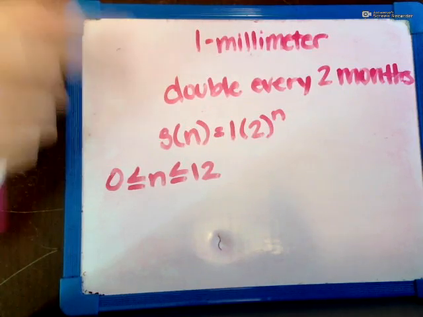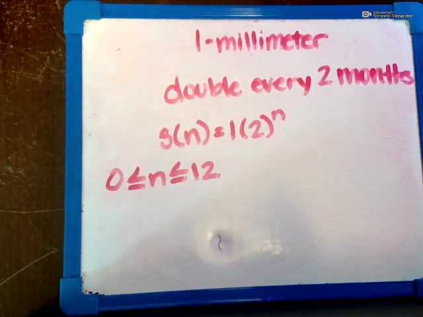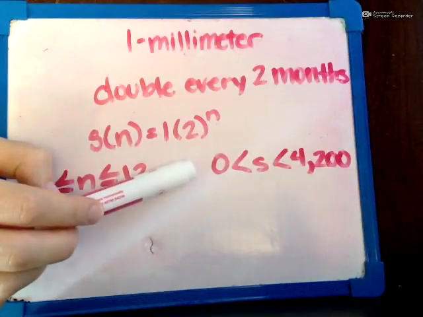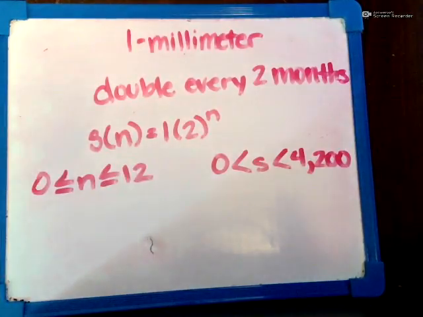So a reasonable range for S is going to be 0 to 4,200. You're going to go 4,200 instead of 4,100 because we're counting by units of 200. That's written as S is greater than 0 but less than 4,200.